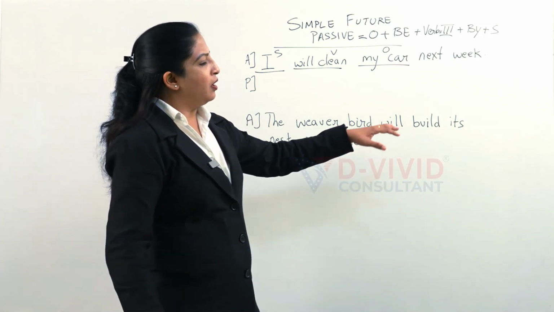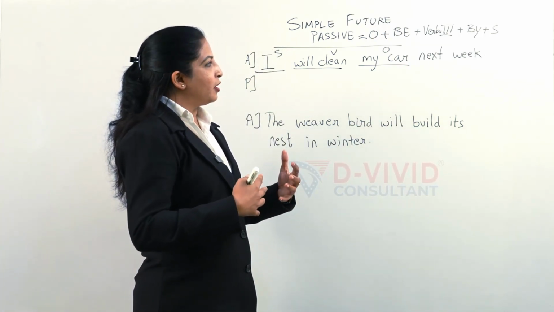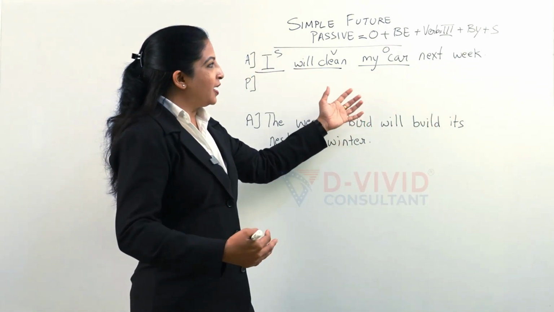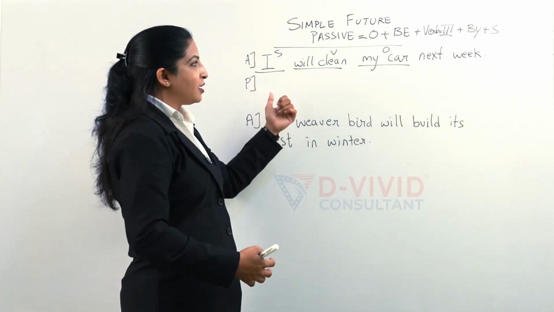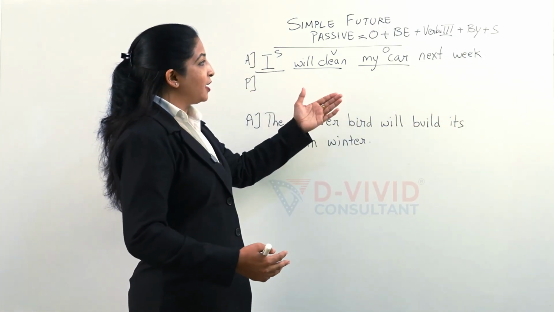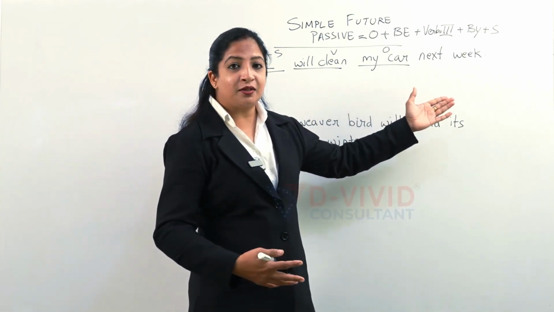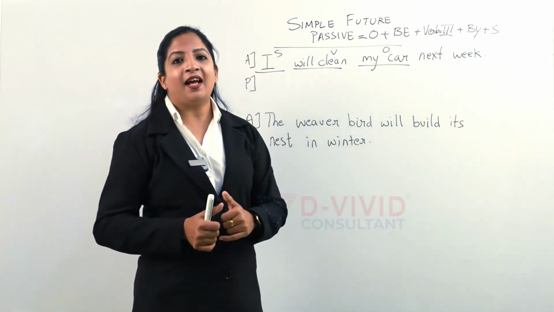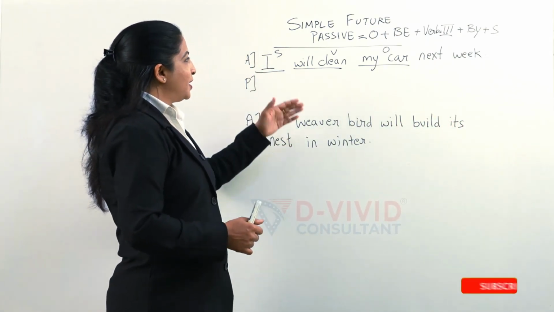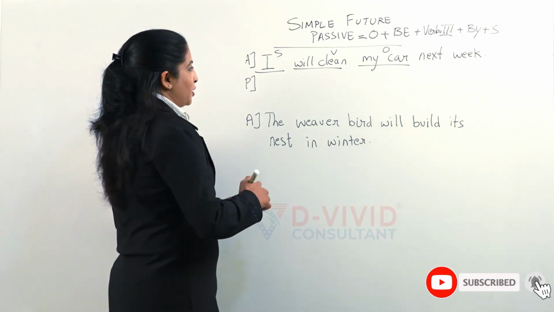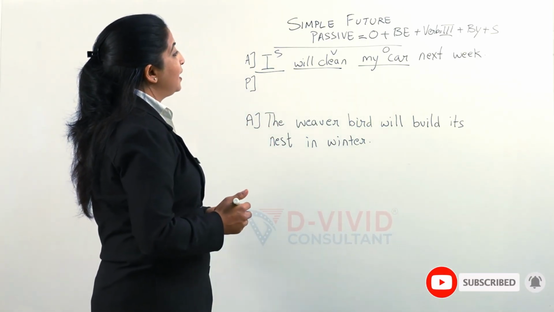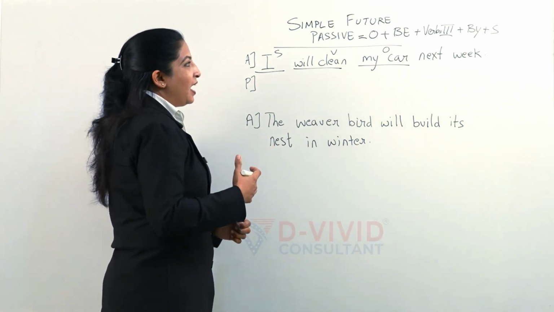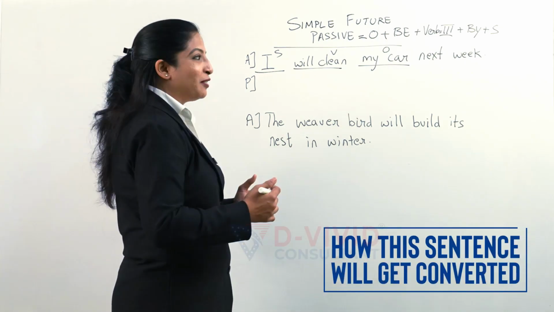So now many of us might have confusion, like next week, where should I put it? Should I keep it at the end or at the start? Yes, both ways. If I want to start my sentence with next week, I can do so. If I want to keep next week at the end, even that is perfect. So let's try converting this sentence into passive. I will clean my car next week.